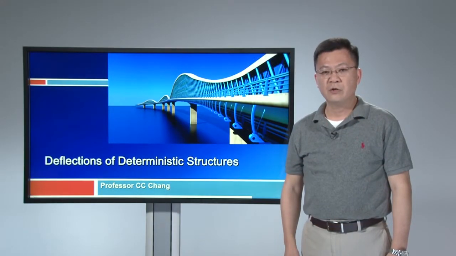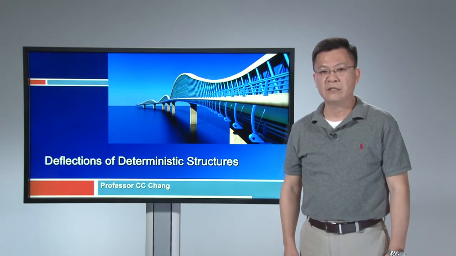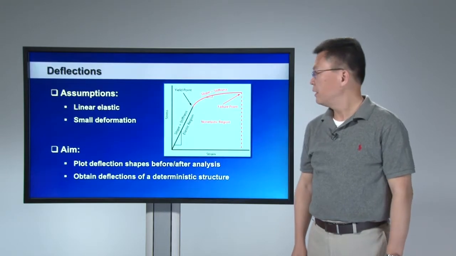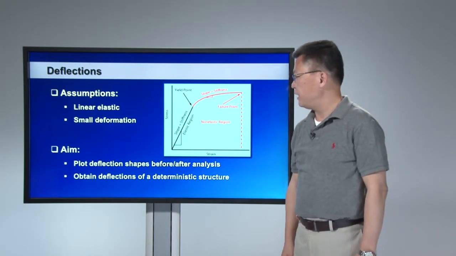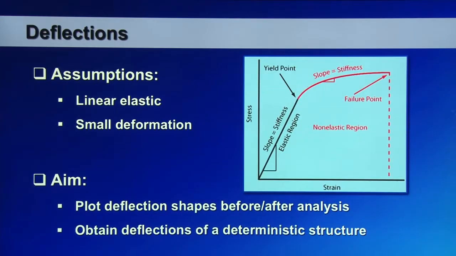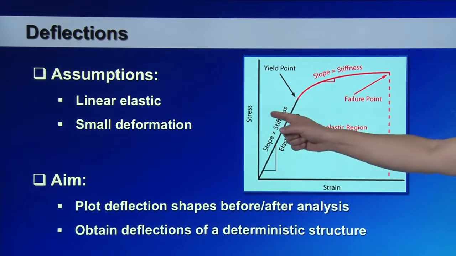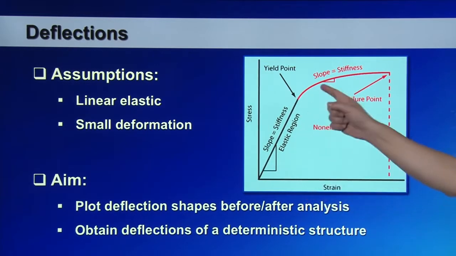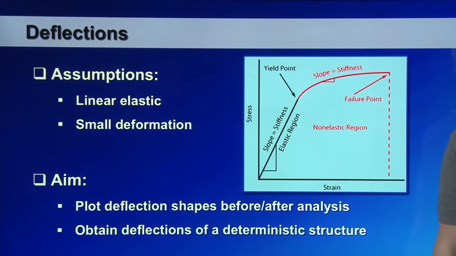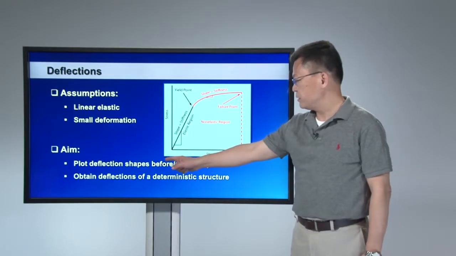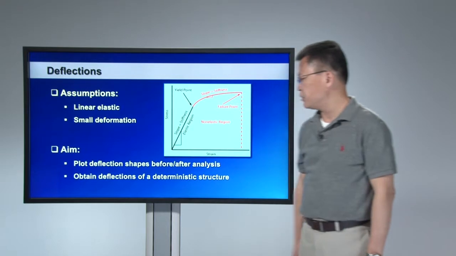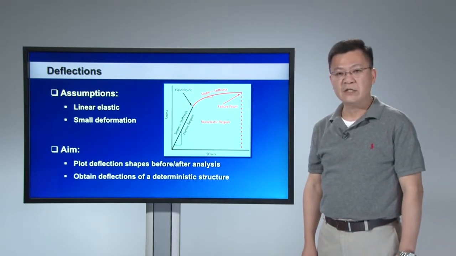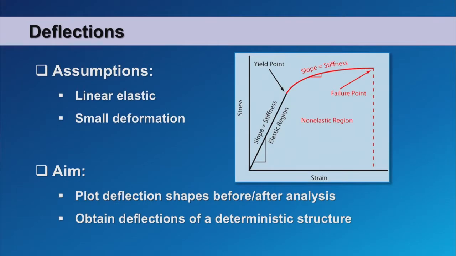In this section, I'll show you how we can obtain deflections for a deterministic structure. The assumption used in this section is the structure has to behave linear elastically. That is, their stress and strain has to follow a linear straight line, and also the deformations of the structure have to be very small. The objective of this section is to plot the deflection shape before and after the analysis, and you should be able to attain deflections at any locations of a deterministic structure.